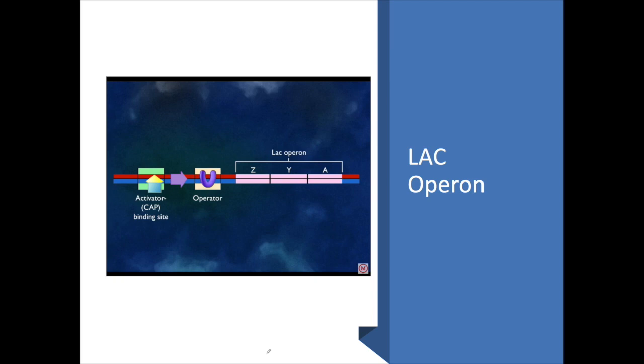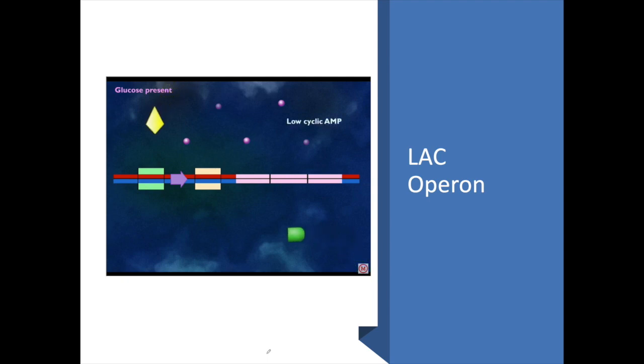The catabolite activator protein can bind to the activator binding site only if cyclic AMP is bound to it. When glucose is present, the concentration of cyclic AMP in the cell is low. RNA polymerase cannot bind efficiently to the promoter, and transcription does not occur unless the catabolite activator protein is bound to the activator binding site. Therefore, transcription of the Lac operon does not occur in the presence of glucose. In addition, if there is no lactose in the medium, the Lac repressor binds to the operator site, and this blocks transcription.